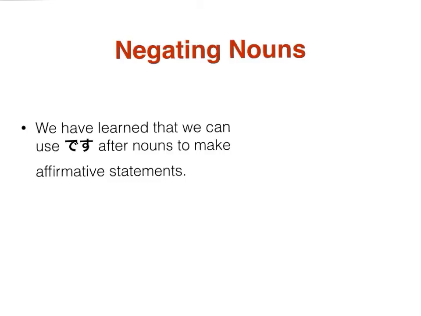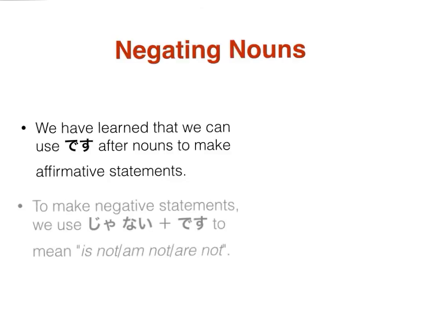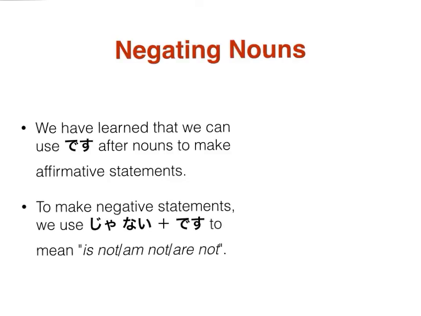Previously, in Lesson 1, we learned that we can use desu after nouns to make affirmative statements. If you want to make a negative statement about a person, place, or a thing, that is to say something is not something else, we can do that by using the words じゃないです. When we use じゃないです after a noun in Japanese, it makes a statement negative. That is to say, it can mean is not, am not, or are not.